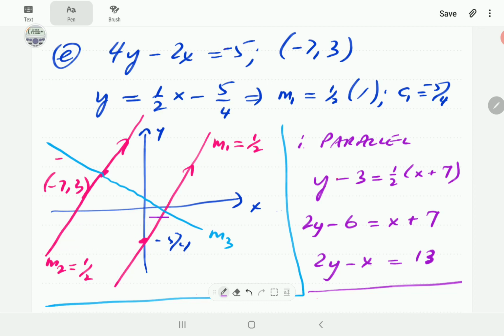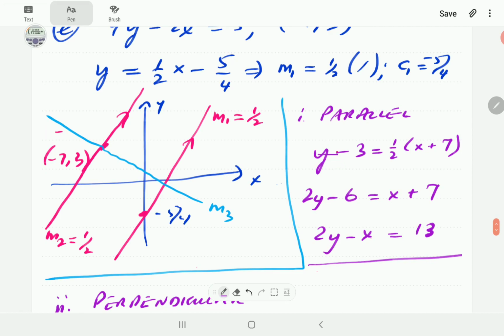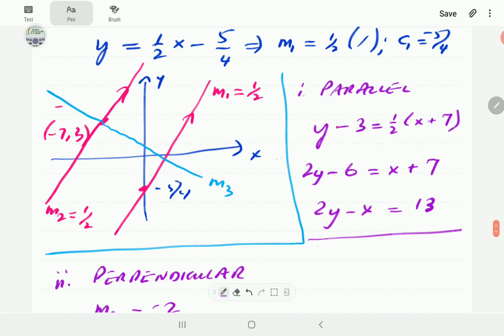So looking for a line parallel to this one, going through (-7, 3). If this is gradient half, that's also going to be gradient 1/2. So then we can plug it here. We've got y minus y1, which is 3. Gradient is 1/2. x minus negative 7 is x plus 7. Bring the 2 to this side. We're going to have 2y minus 6 is x plus 7. And then bring the x this side, we've got 2y minus x is equal to 13.